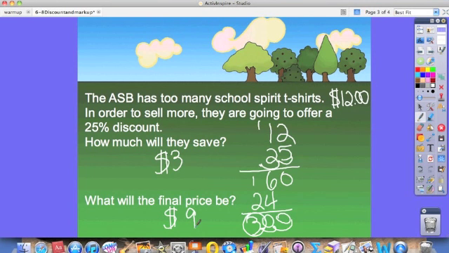When you have problems with discount, be careful. Sometimes they want to know how much you will save. Other times they want to know the final sale price. So make sure you read the problem carefully. Pause the movie now, copy this problem and these steps into your notes and bring them to class tomorrow.